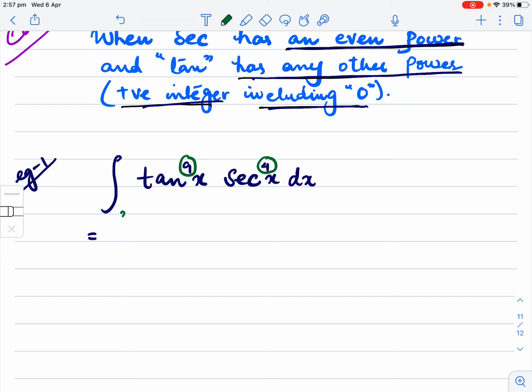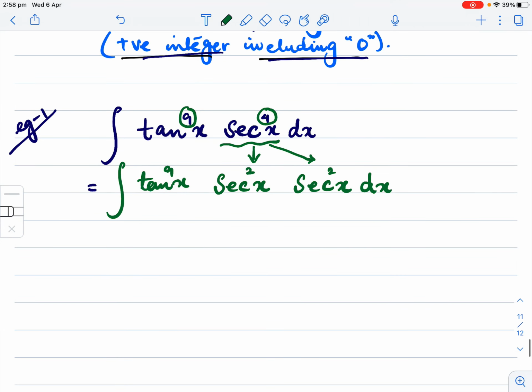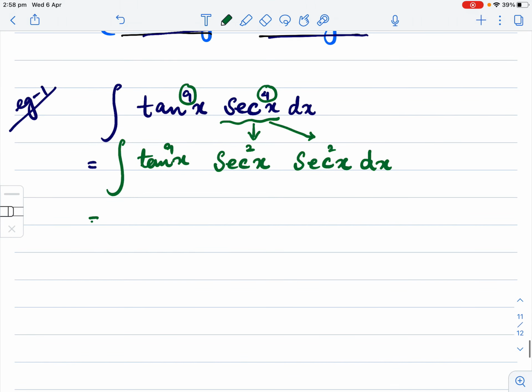So just remember, for this type of integral we have to break sec in such a way that the first sec must have a square power and the other sec has 2 less powers than the original one, which is sec square x again, and then dx, because this is sec^4 x. So I have broken it down like this, and tan^9 x. This is the first main step.